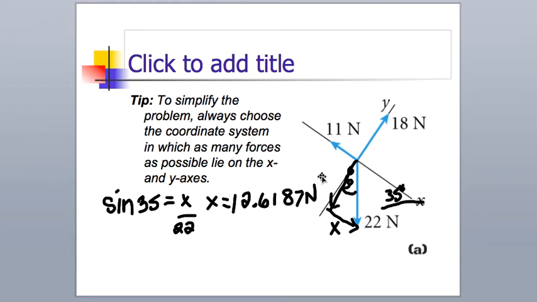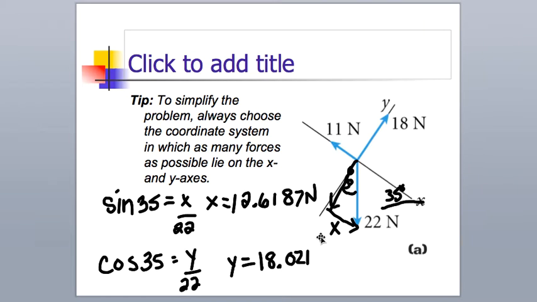This will also be in newtons because we're resolving a force vector. And then we'll do cosine of 35 is the y over 22. And so the y component is 18.021. So my x I have here is basically 12.6, and my y is into the ramp, 18.0.